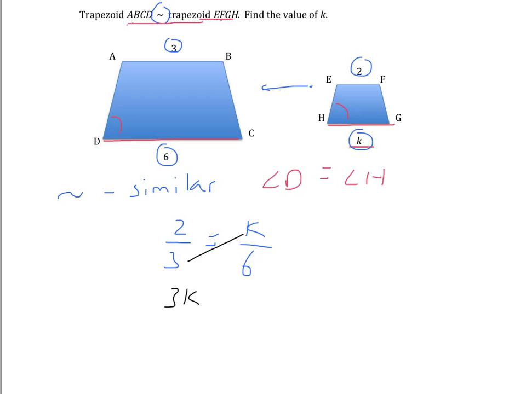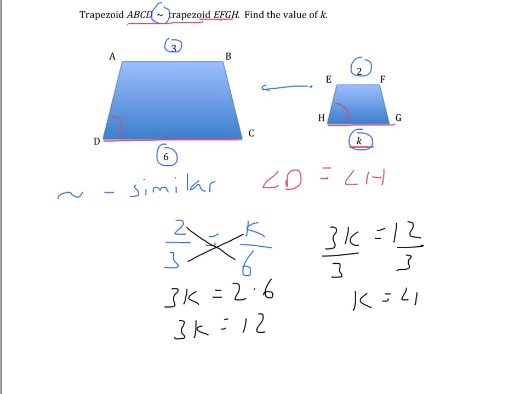So 3 times K is 3K, and that would be 2 times 6. So my cross products are there, and then I'm going to solve. So 3K is equal to 12. Divide both sides by 3, and I get K is equal to 4. So K is equal to 4.